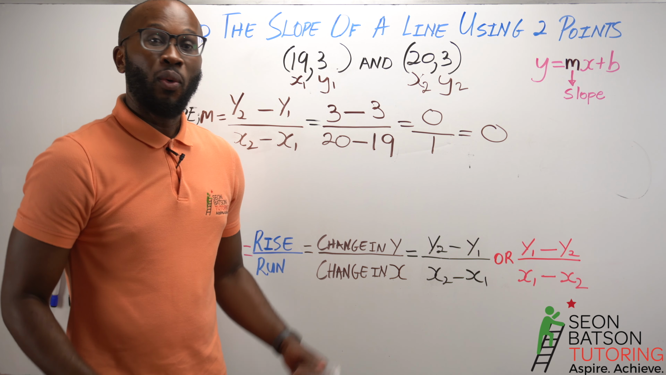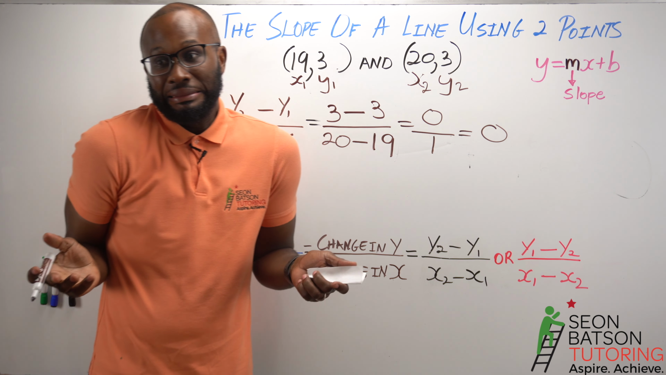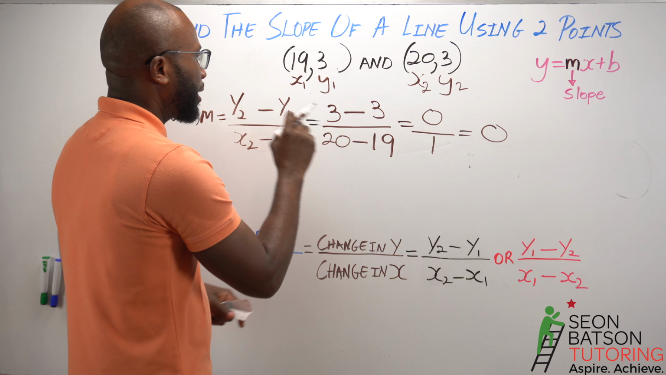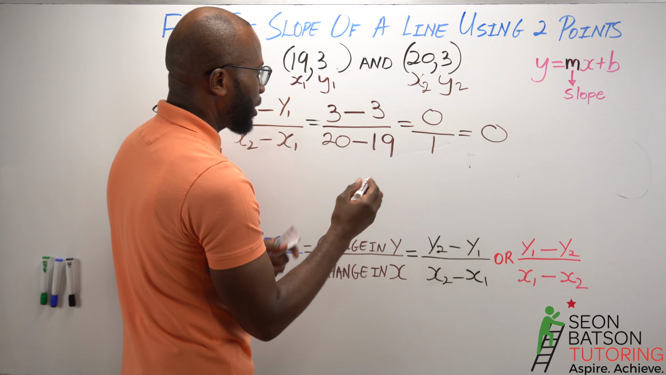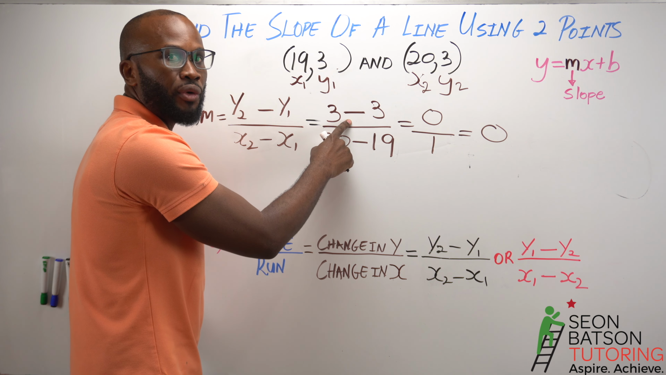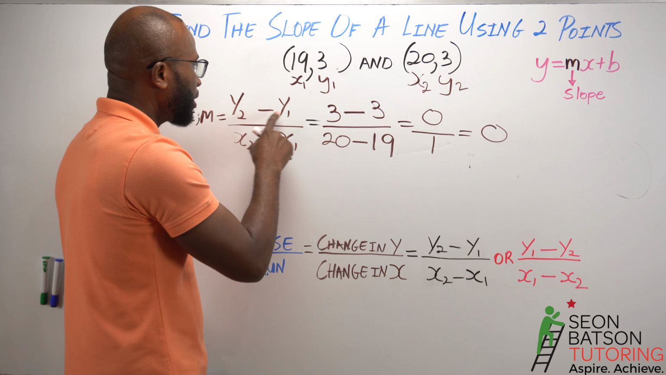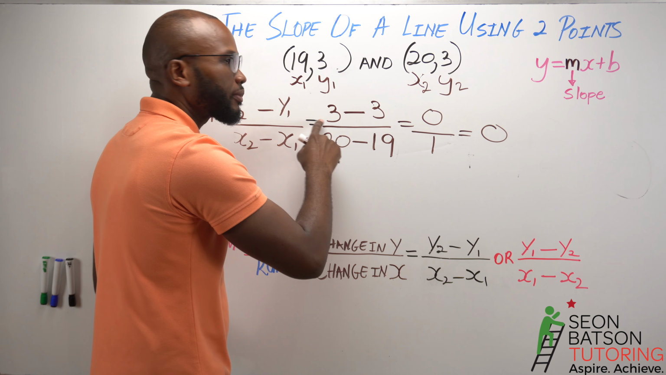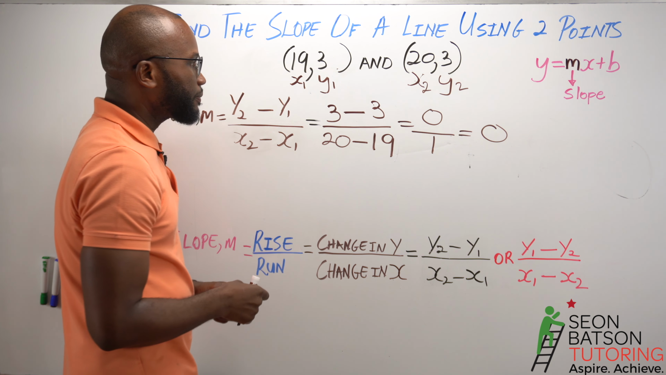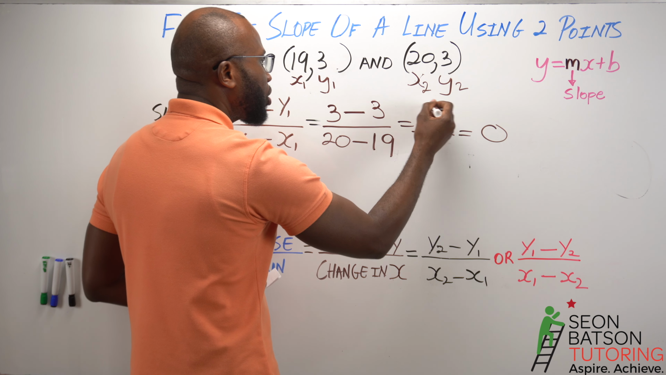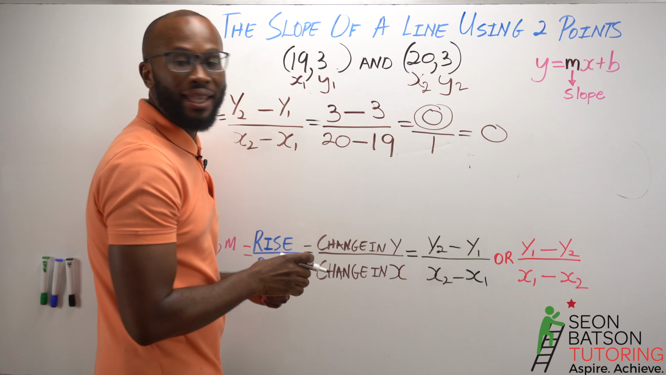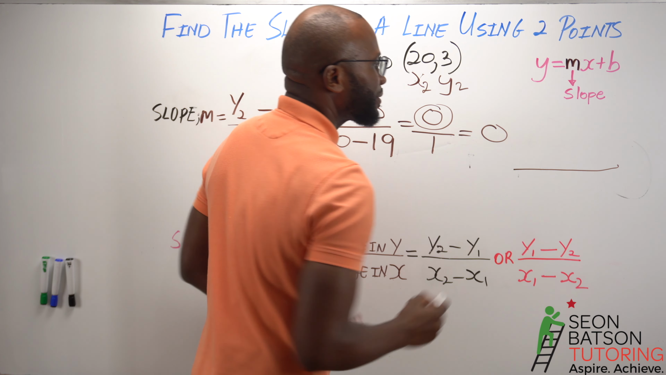Ooh! What does a slope of 0 mean? A slope of 0 means that this line is not rising or falling. There is no rise. Remember, the rise is in the numerator, right? The change in the y-coordinates tells us how the line is rising or falling, right? In this example, there is no rise. So since there is no rise, this line will be a horizontal line.